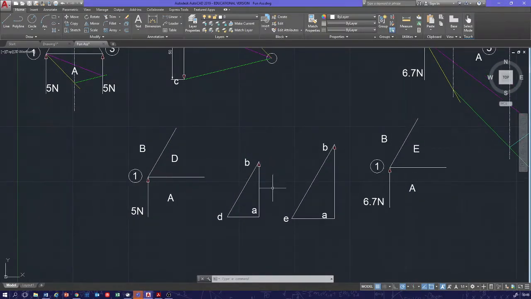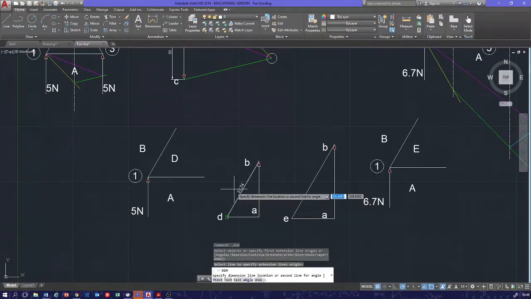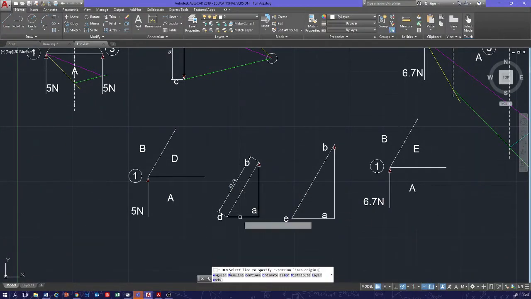Why do we care? Well, what we've just found out now is the size of the forces. The lengths of these lines represent the size of the forces in the members. So all we've got to do is measure them. So, it's obviously much easier with AutoCAD. So I'm just going to very quickly measure the size of these lines. There we go.